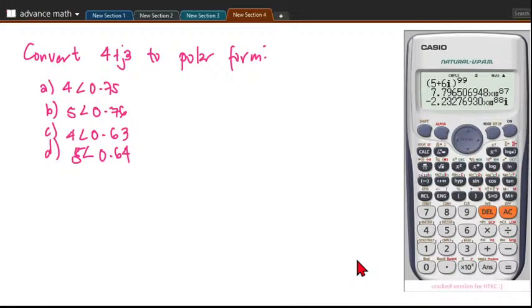Okay, the given is 4 plus j3. No, not 2 but j3. So we will just rewrite this one. That will be 4 plus j3.